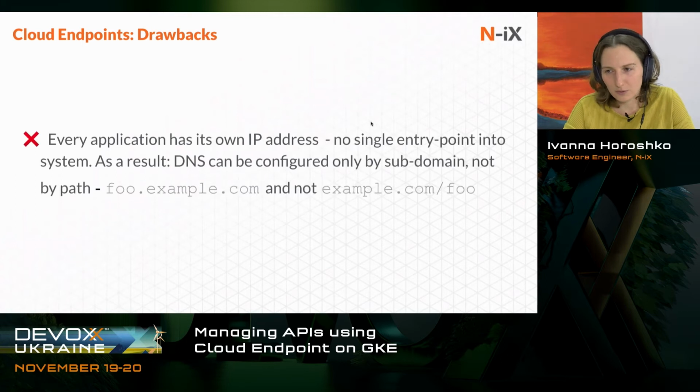What I don't like about this approach, because every application has its own IP address, is that there's no single entry point into the system, which is kind of fine, right? But as a result, DNS can be configured only by subdomains. So you cannot have example.com/foo. You can have only foo.example.com, which is fine, right? It's not a security leak, it's not something extremely bad.